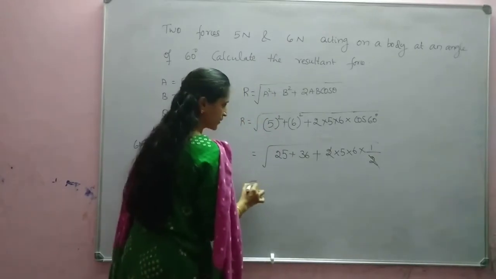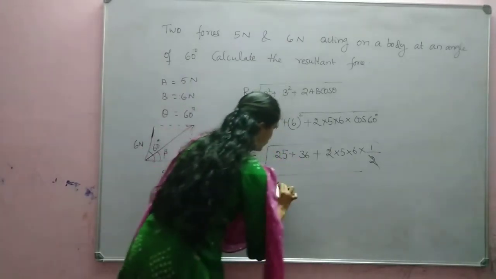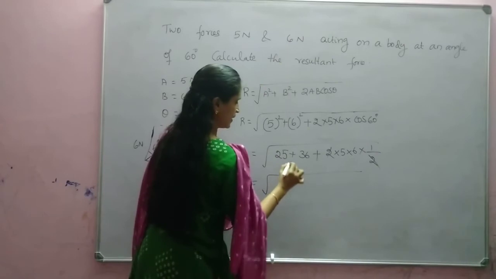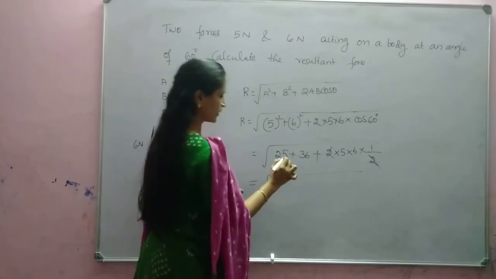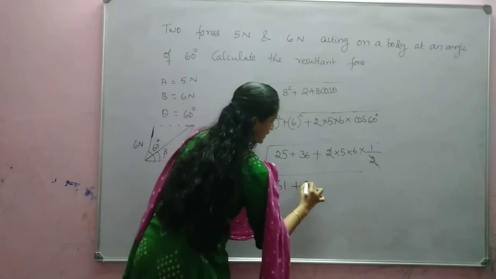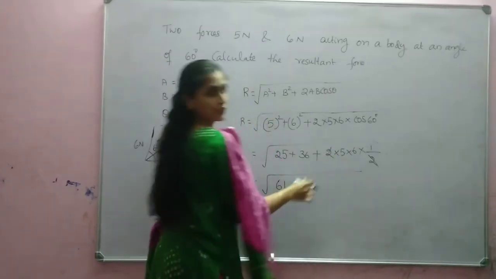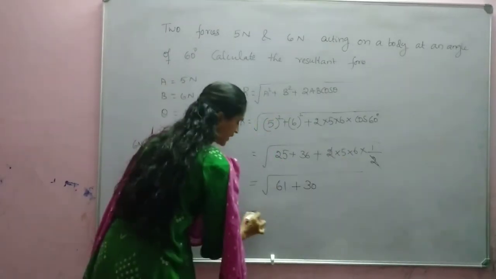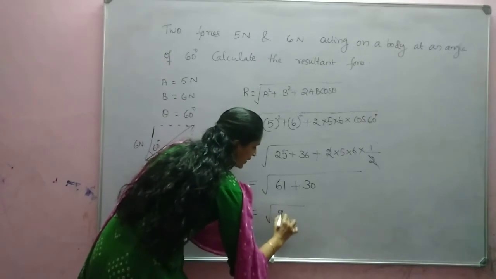What will you get? 25 plus 36 is 61, and 61 plus 30, 6 into 5 is 30. So you will get the resultant as root of 91.